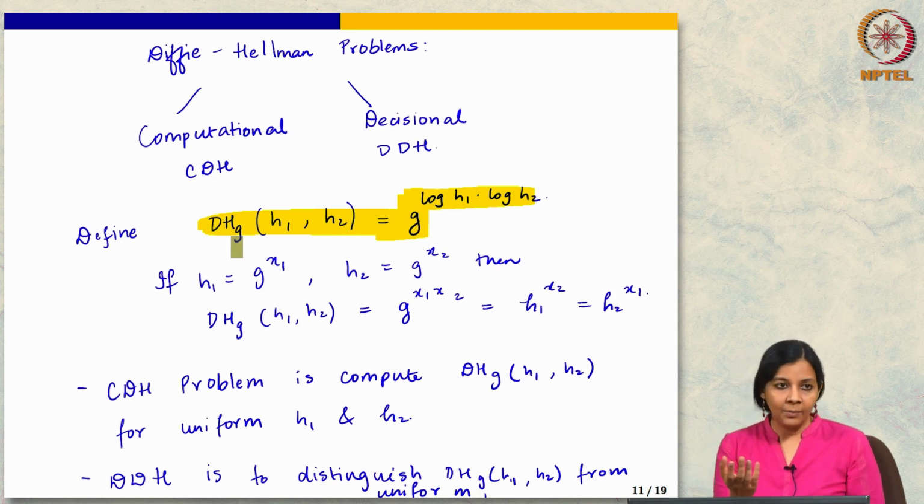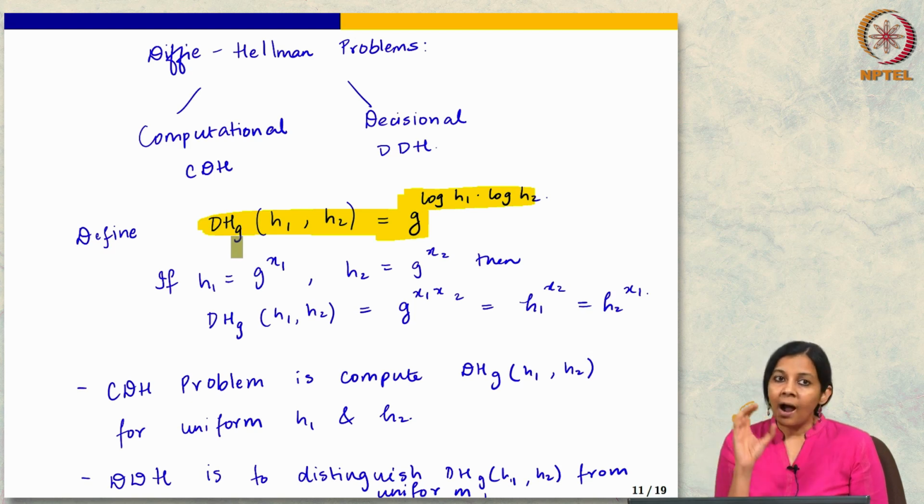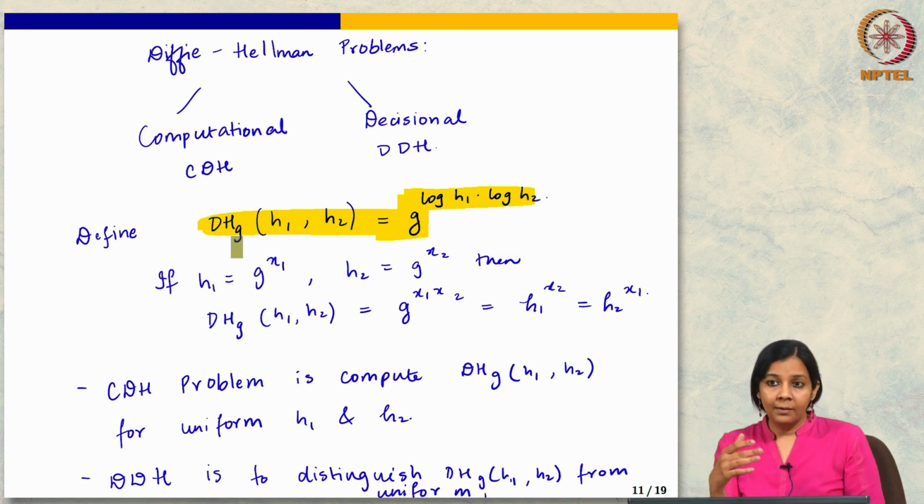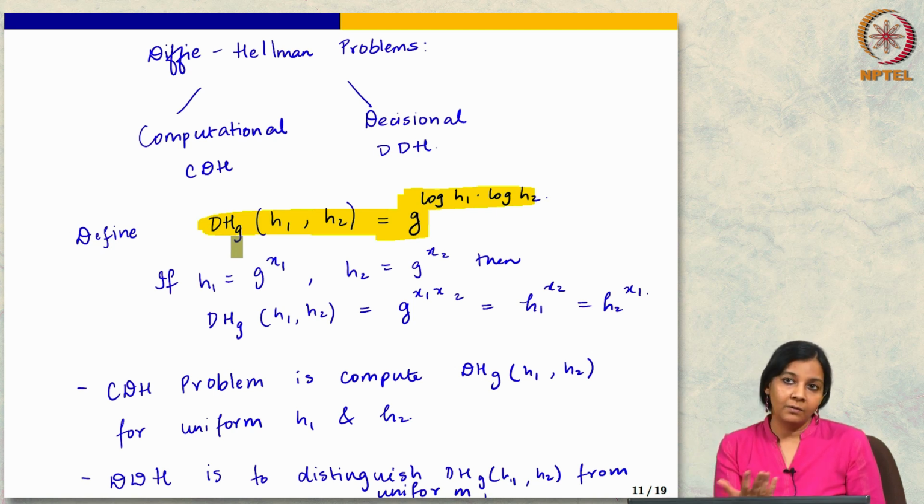So, there is an algebraic structure. The hardness is coming from the idea that I cannot discern this structure, much less compute something. I cannot even tell if this is structured or if this is uniform.